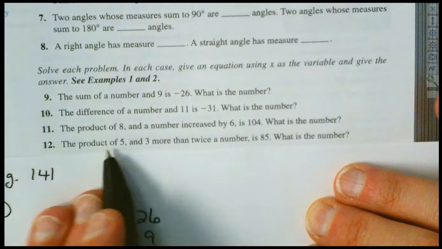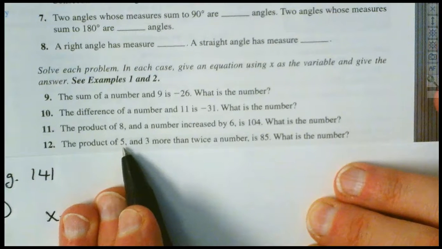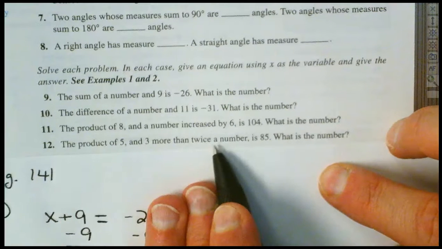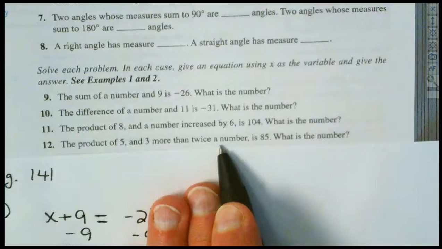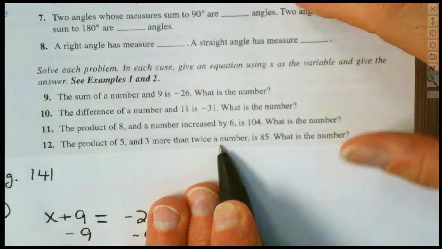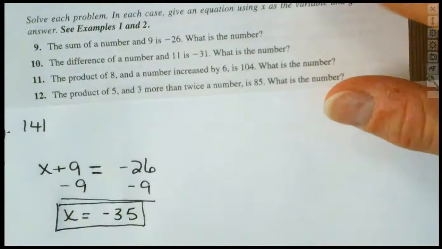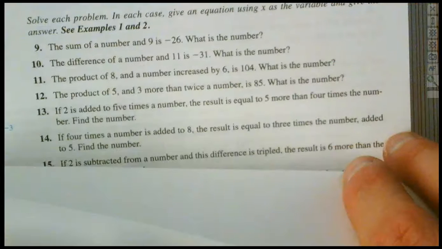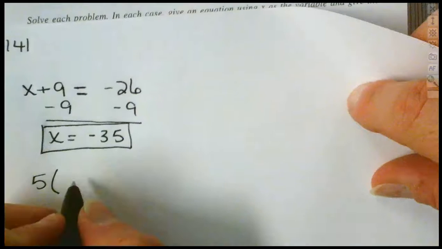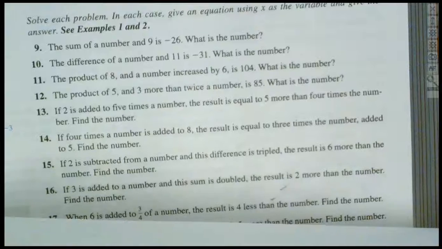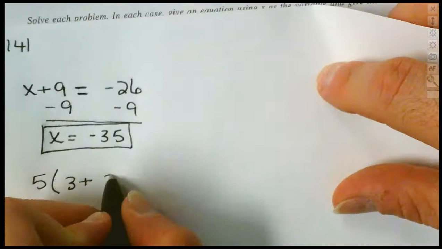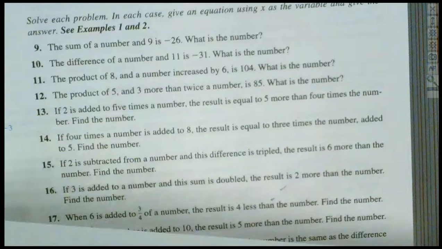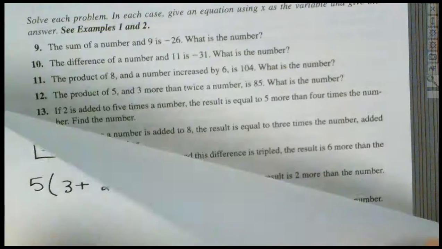So we're looking at the product, that means multiplication. We're looking at the product of 5, 3 more than twice the number. Well, what would twice the number be? Twice the number would be 2x. So let's see what we've got. We've got the 5 out in front here. And then it says it is 3 more. So that's going to be a 3 and a plus. Twice the number, which is 2x. Is means equals. And in this case, it looks like it equals 85.